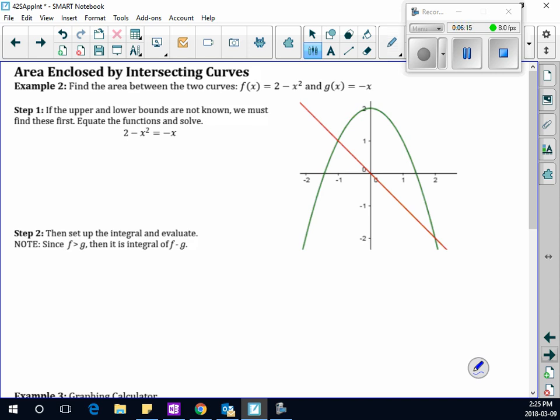So the way you do this is you set them equal to each other, because that gives you the intersection, right? Does that make sense? Because where they're equal is where they intersect. Okay? So this is a quadratic. So I'm going to move everything over. So I get 0 equals x squared minus x minus 2. So then that's easy. It factors. Right? x minus 2, x plus 1. So x equals 2 and negative 1, which is exactly where it shows in the graph right here. Do you see that?